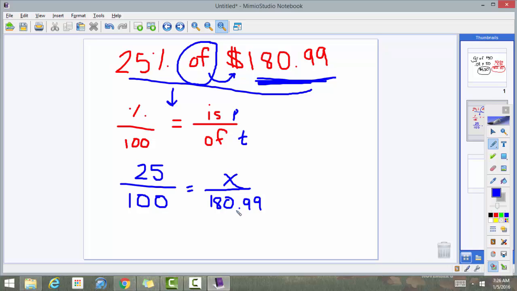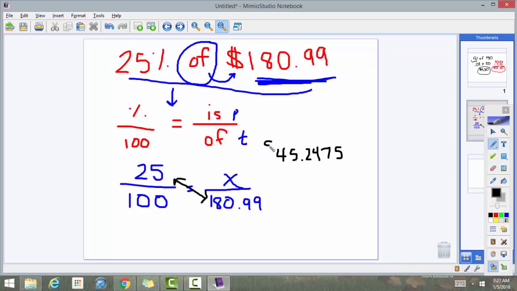I know the total of the shoes. I want to find a part. If you recall from the previous chapters how to solve these proportions, we always multiply diagonally, which would be these two numbers, and then we're going to divide by the third number. So with my calculator, 180.99 times 25, divide by 100, and oh my goodness, I'm going to write it on the screen for us. I got 45.2475.